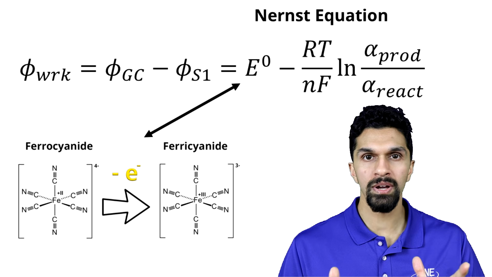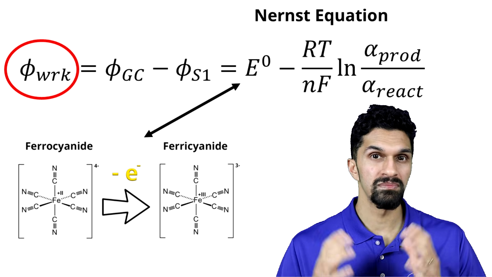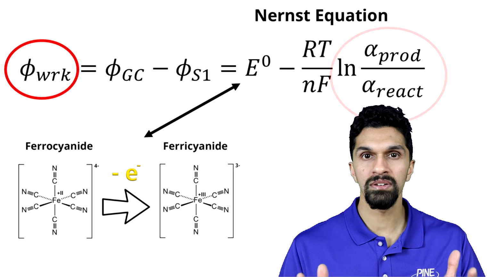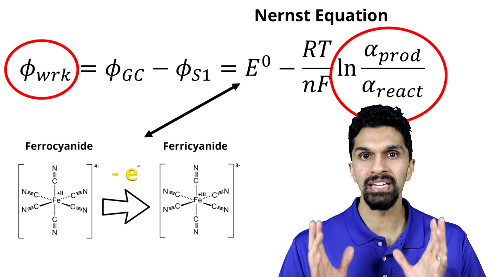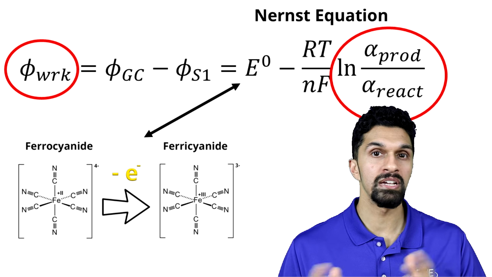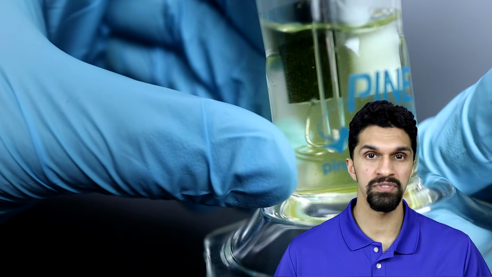According to this equation, the potential of the working electrode is primarily governed by the ferri-ferrocyanide redox couple and the ratio of the activities of ferri and ferrocyanide. This same approach can be applied to our silver-silver chloride reference electrode.